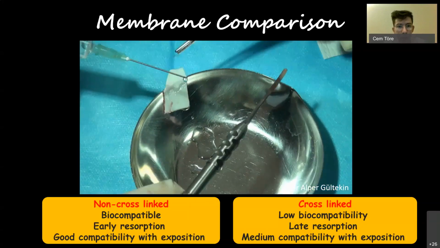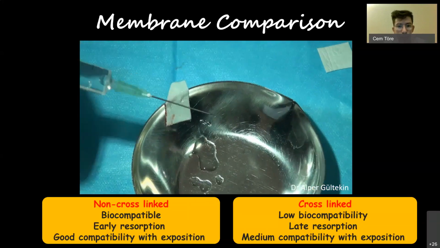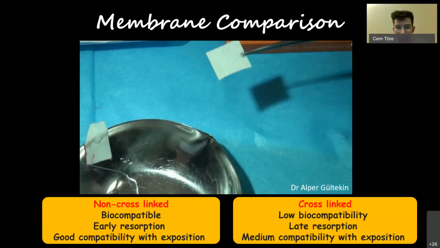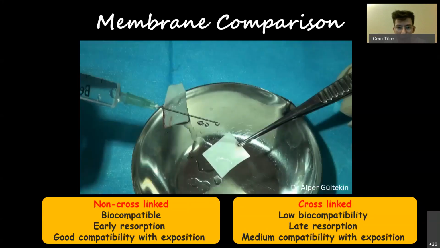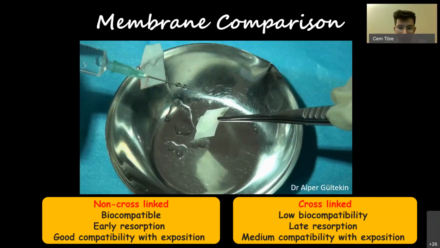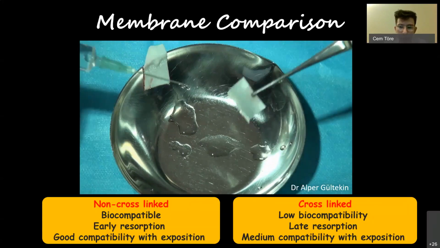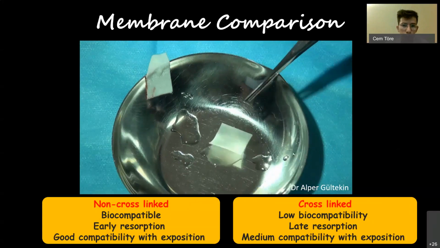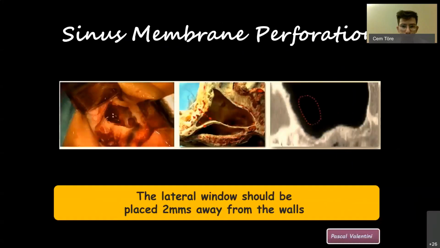And a tip and trick here is to only wet cross-linked collagen membranes before the operation. If you wet non-cross-linked native collagen membranes before the operation, they will just stick on their own and be much harder to use in the operation.